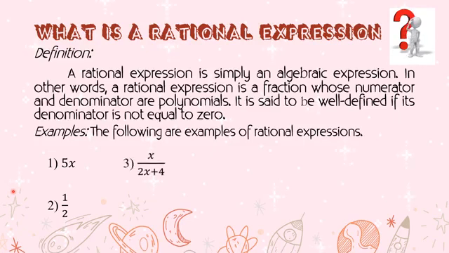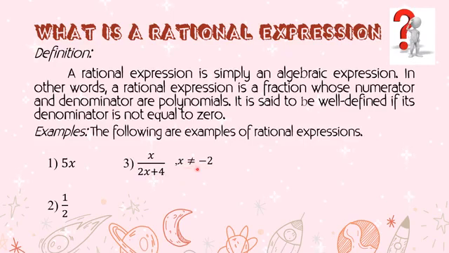Then let's have our third example, that is x all over 2x plus 4. Our numerator is x and x is a polynomial. And also our denominator is 2x plus 4 and 2x plus 4 is a polynomial. So therefore, this whole expression is an example of a rational expression. But you have to put your restriction because there is a variable in the denominator. Okay, so we do not know what is the value of this x. So it could be any number. But we put here our restriction that x must not be equal to -2.